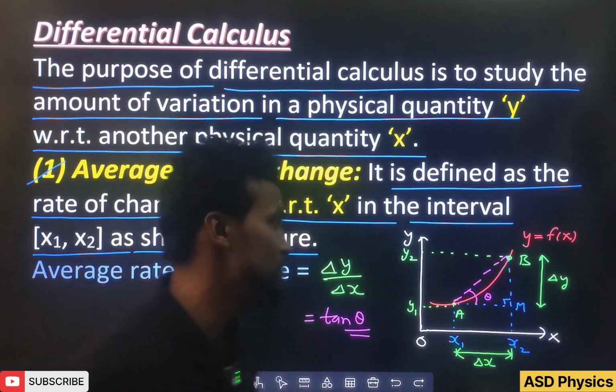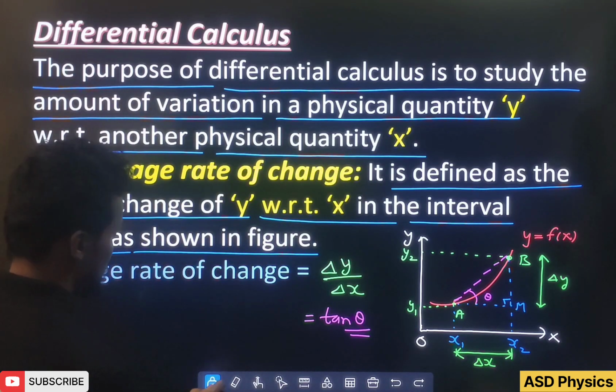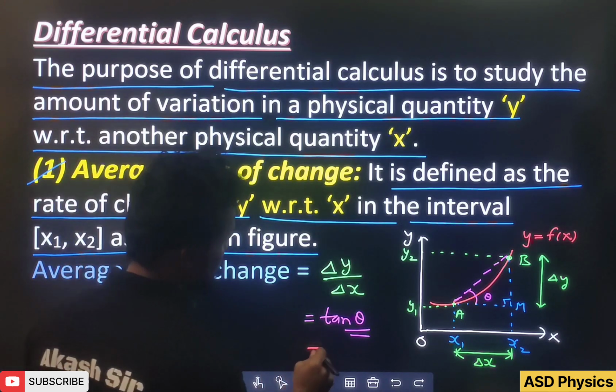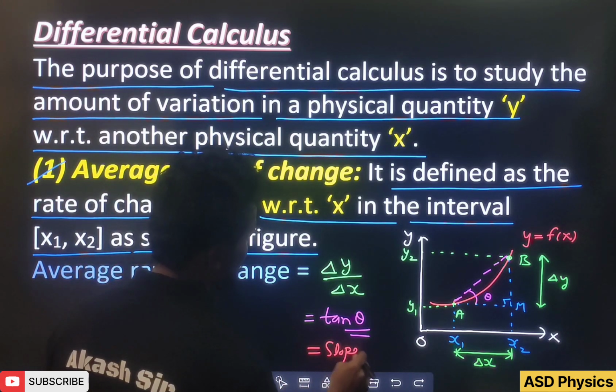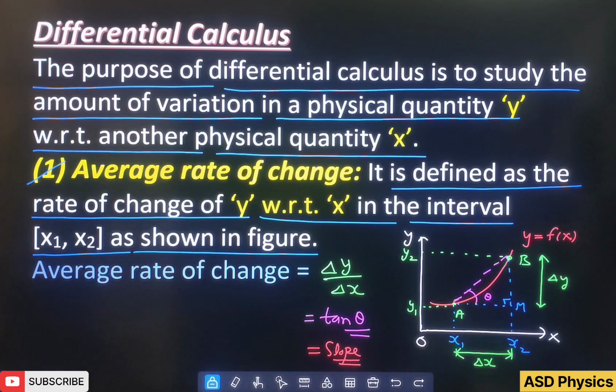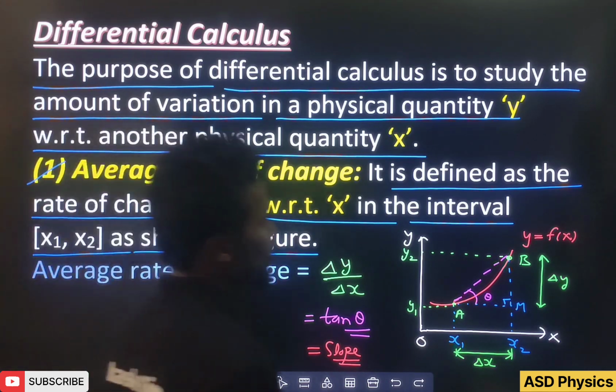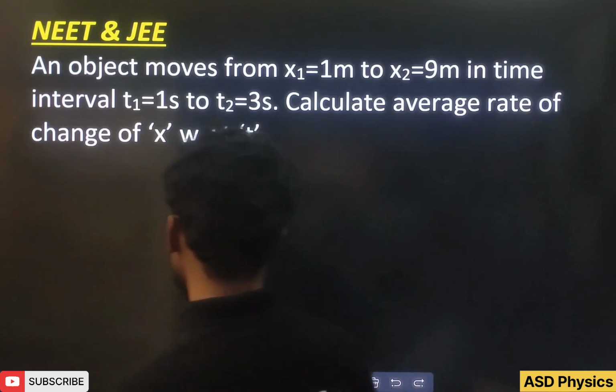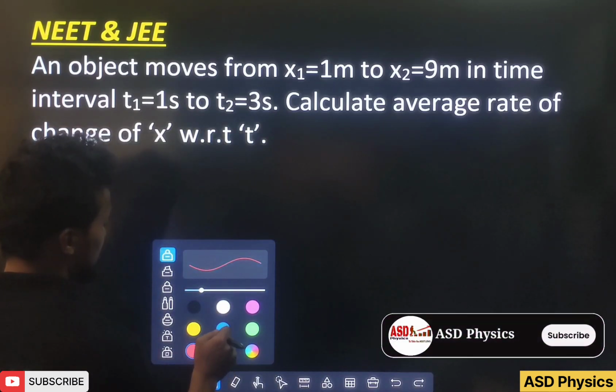The slope of that line will give us what? The average rate of change. Okay. So what this is called, this tan theta, is also called slope. So I hope, students, this average rate of change is very clear. Now after that, what we are going to see? The next one. Now average rate of change is there. Now we will solve it.